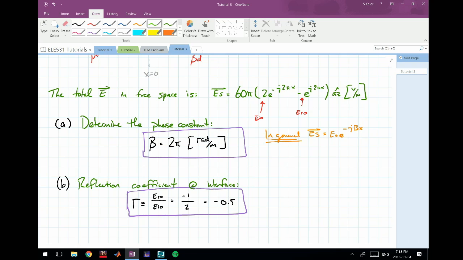Remember in the first tutorial we talked about this. The fact that that's positive means it's traveling backwards, right? E to the minus j is always traveling forward. E to the positive j is always traveling backwards. Will it always be that? No. You have to look at the coefficient on the j. Because it's positive j, it means it's traveling backwards.